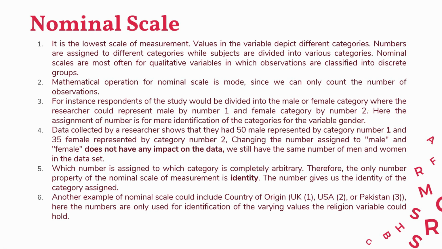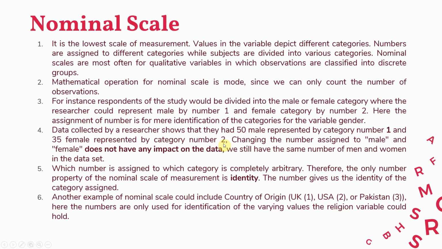So in nominal scale, the numbers that are used to identify the categories are just for the mere sake of identification. These numbers that are used to identify the various categories in the variable, or the various values in the variable, do not have any other meaning. Data collected by a researcher shows that there are 50 males represented by category number 1 and there are 35 females represented by category number 2.